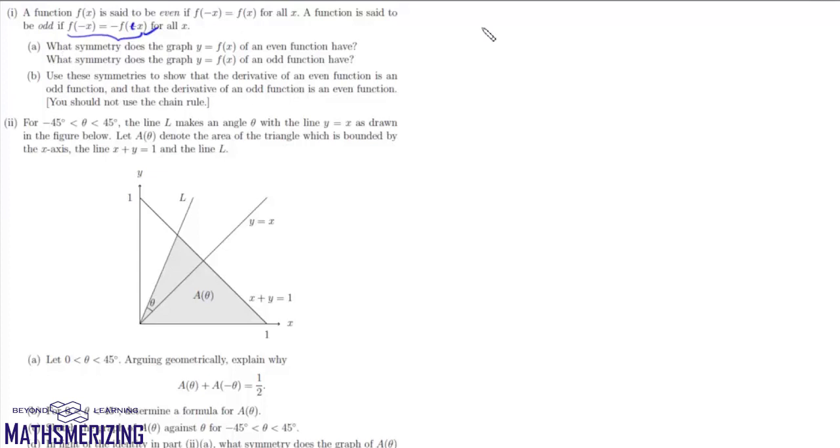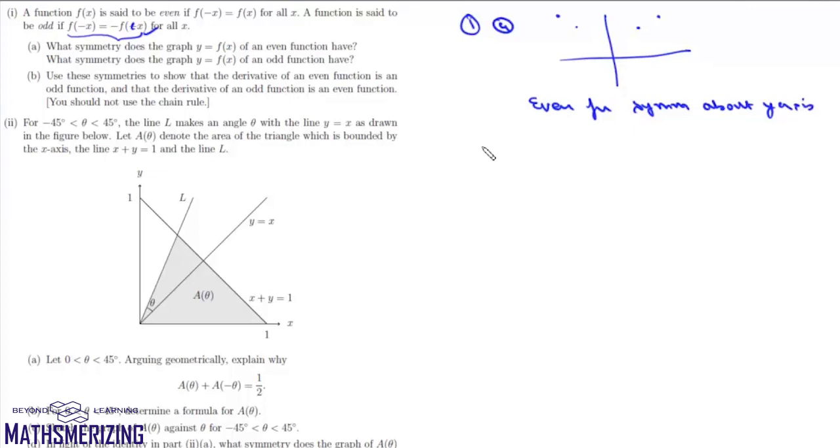Now the first part is, what symmetry does the graph of y equals f(x) of an even function have? When we have an even function, f(x) is equal to f(-x). So for all the values on the right, we have a corresponding value on the left. So an even function is symmetric about the y-axis.